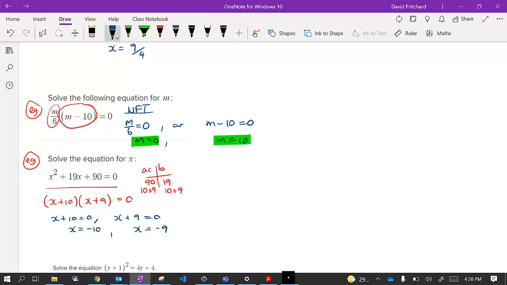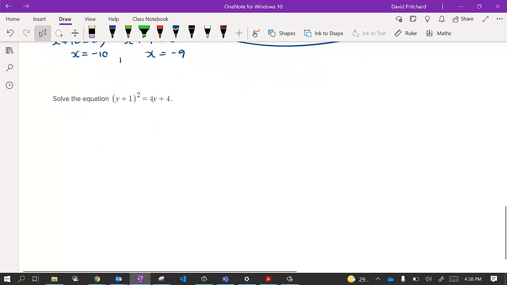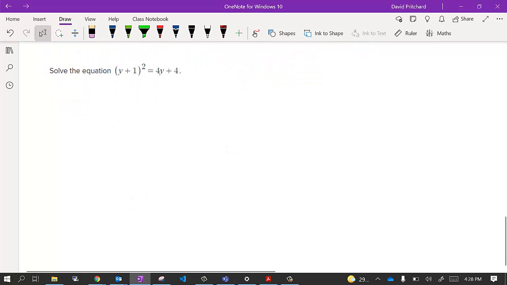What's the secondary method we could use here? We could have just used quadratic formula, if that makes you happy. Okay, so we're up to the last one. The idea should hopefully be the same. We need to work out a way to isolate.